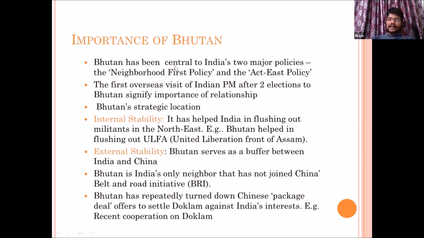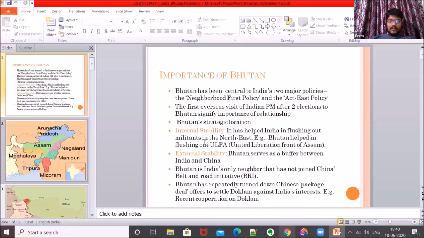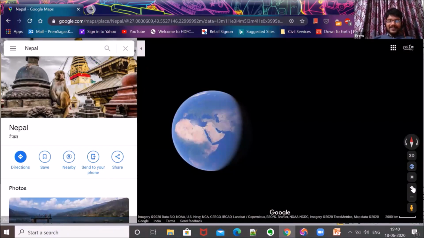And the second thing, Act East policy. In the Act East policy, we are integrating the entire Indian northeast with the eastern part of South Asia, or the eastern part of Asia. So what is East Asia? Like you all know, if this is the India map, I'm really sorry, it went so far.